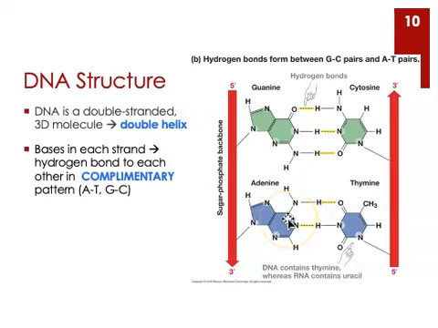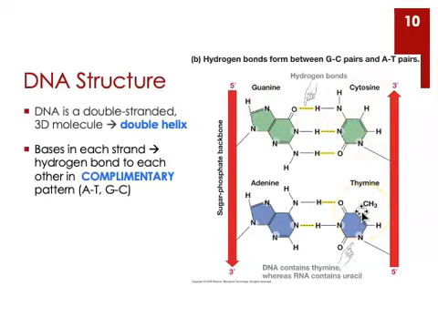And of course, you won't always see bases drawn as molecular structures like this, chemical structures. Most of the time, you'll just see the letter A or the letter G or the letter C, or the letter T.